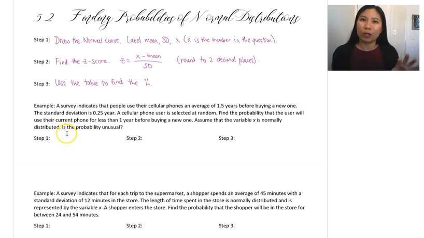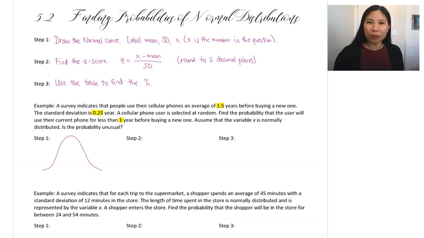So remember, normally distributed means we should be drawing a normal curve. Is the probability unusual? So let's find the probability. So step 1, we're going to draw this out. So draw the normal curve, label the mean, the standard deviation, and x, whatever number they're asking about. And then we also need to shade in the direction that we're supposed to.